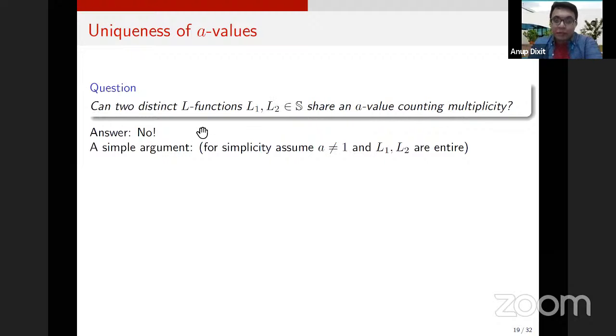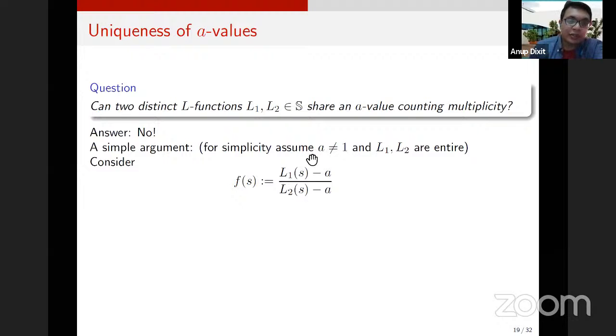This is a very simple argument to demonstrate that. Suppose for simplicity, assume that A is not equal to 1, and also assume that L1 and L2 are entire. If they're not entire, you can fix the poles by multiplying with some suitable Dirichlet polynomials, but let's just assume that they're entire. Now consider the function L1 minus A divided by L2 minus A. Because they share A values counting multiplicity, this function is going to be an entire function with no zeros and no poles.